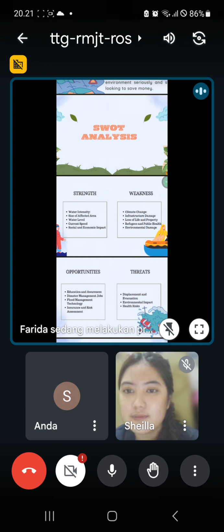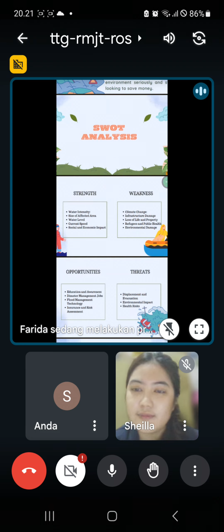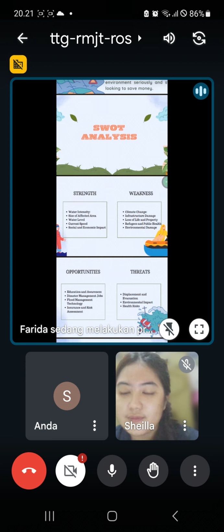Some aspects can be considered. The strength of a flood: the first is water intensity. Flooding can vary in strength depending on the intensity of the rain or snow melt that causes it. Heavy rainfall over a short period of time or rapid snow melting can increase the volume of flowing water, increasing the risk of flooding.